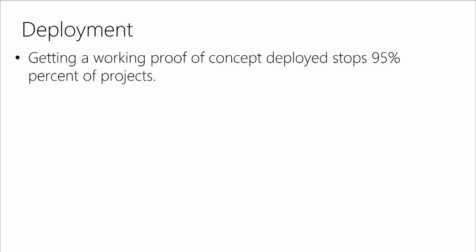Okay, so deployment is the last step. This is like, you know, hey, I turned lead into gold. And I will warn you that getting a working proof of concept deployed actually stops, I would say, 95% of projects, because it's like, hey, I turned lead into gold, and the reaction is, well, that's nice. You know, you need to actually get it implemented. So my suggestion is just don't even bother doing it in the first place if nobody plans to deploy it, right? So unless, of course, it's actually fun.